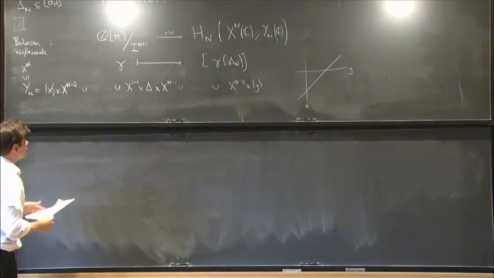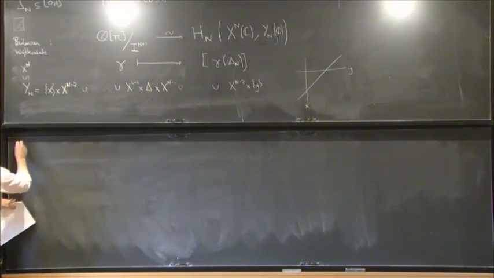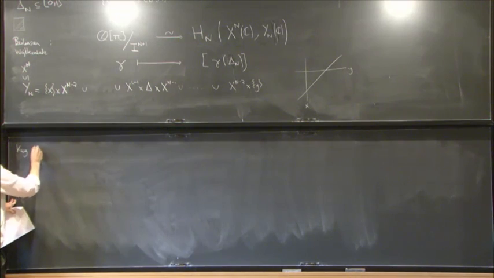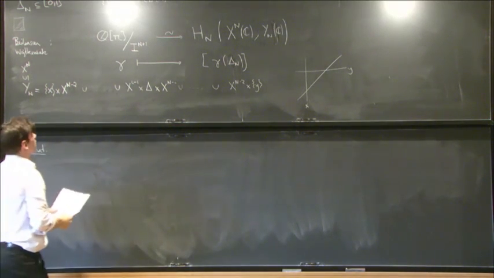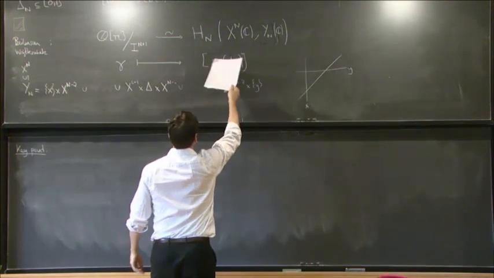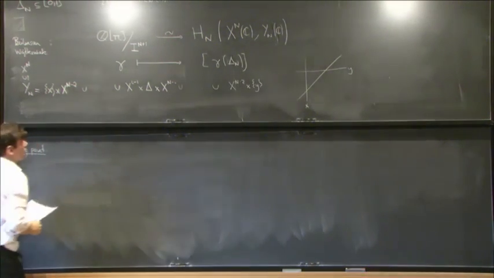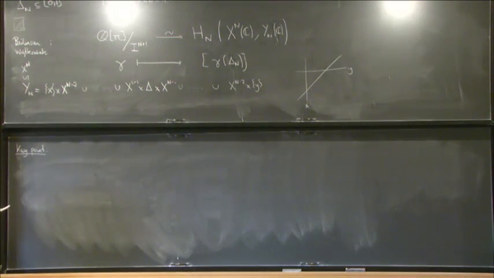So that's the key, absolutely the key point, is that this thing on the right-hand side is the homology of a diagram of algebraic varieties. So it carries lots of extra structures.